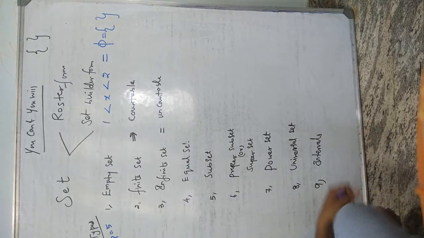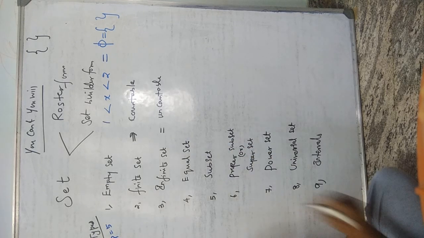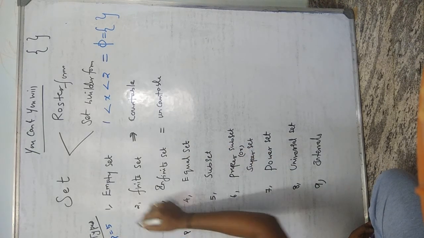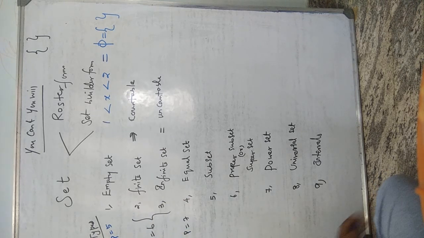And the next definition, we will move on to the equal set. So what is meant by equal set? Page number 7. This is page number 7, and these two are on page number 6. Equal set.